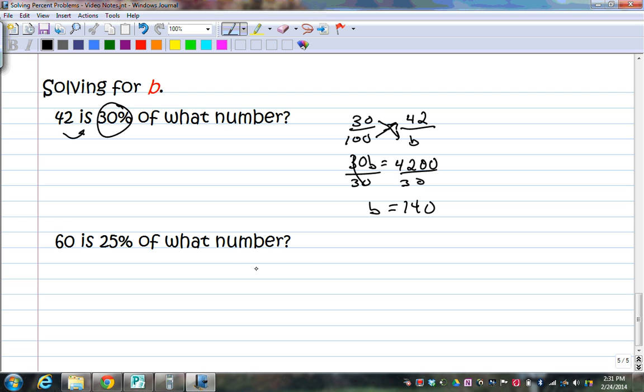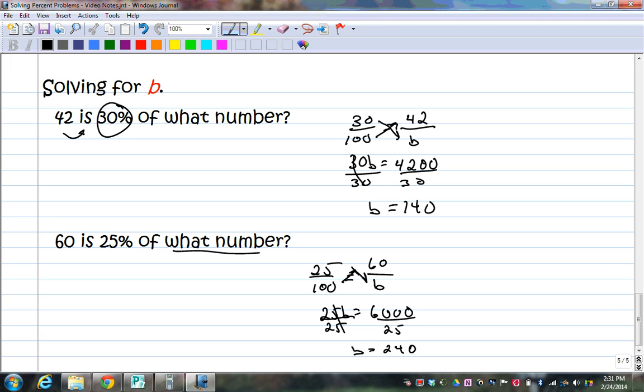Okay, this one we have 25 out of 100 is equal to, and it says 60 is of what number? We're solving for b, so we have 60 up here. And I have 25b is equal to 6,000 when I multiply this diagonally. Divide both sides by 25. And b is equal to 240. Not too bad, huh? I don't think so.